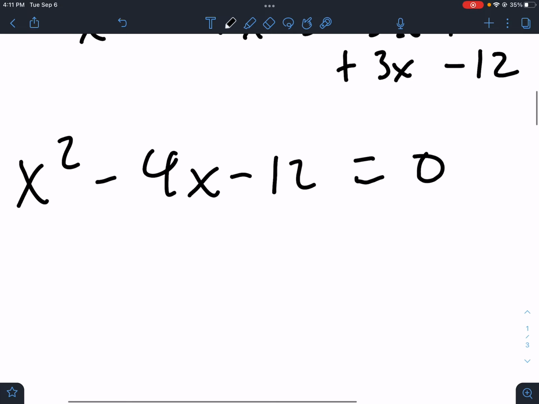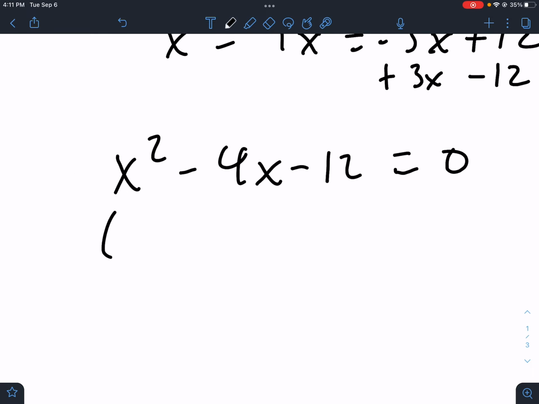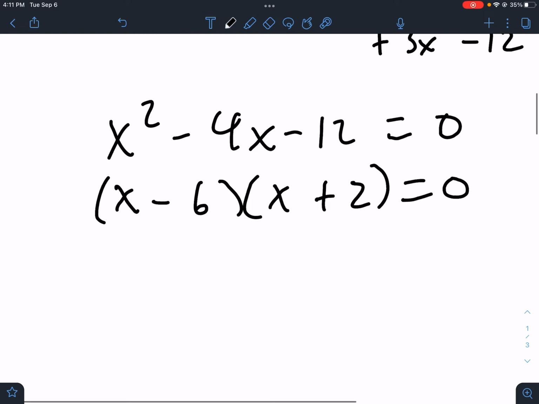Now it's what we were doing a second ago, right? We're just factoring this portion. You can pause it, try to factor it if you want. But we know it's going to look something like this. What factors of 12 subtract to equal 4? That's going to be 6 and 2, and it's got to be -6 and +2 because the answer is -4.